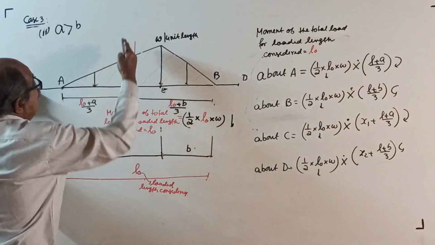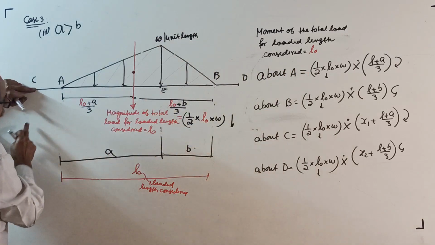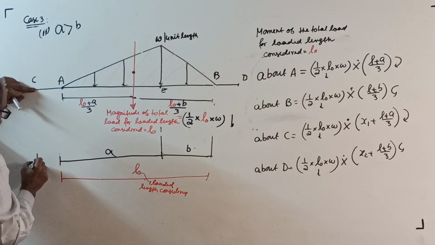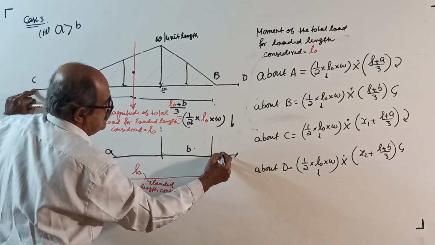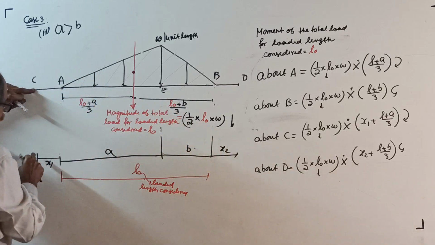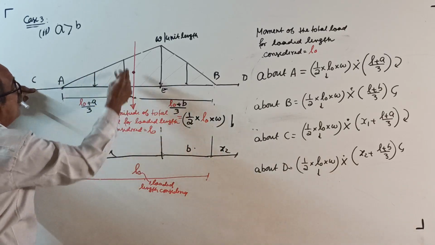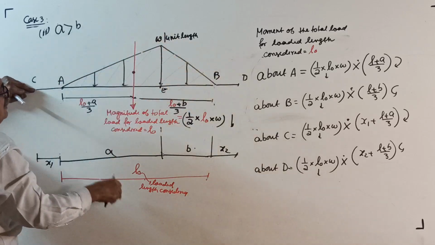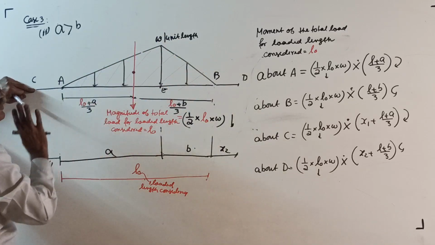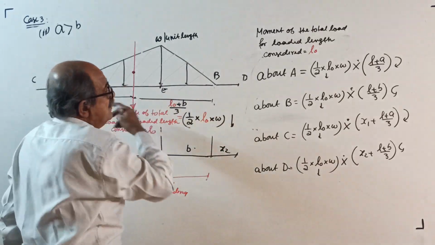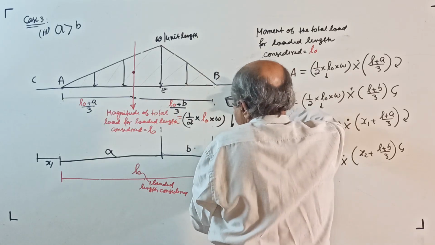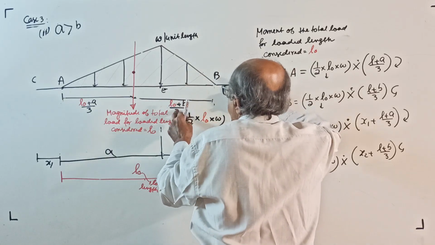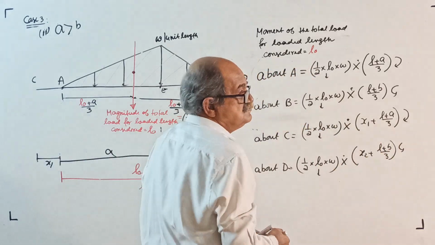Moment about C, this total load into, I forgot here, let it be x1, let it be x2. Total load into x1 plus L naught plus A by 3, clockwise. Moment about D, same total load into x2 plus L naught plus B by 3, anti-clockwise.